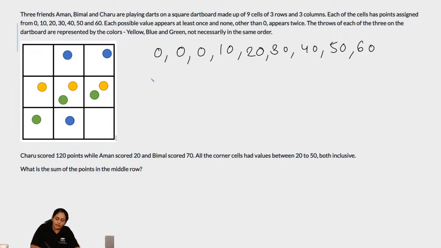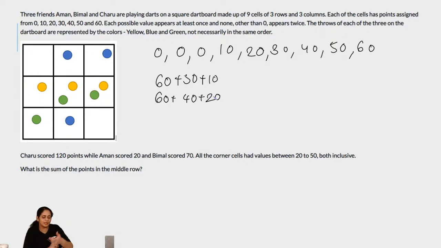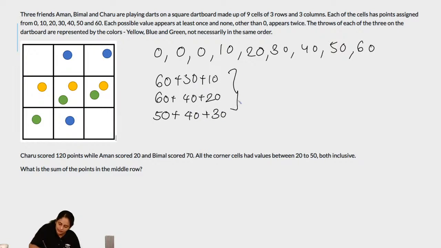She can score the 120 points either as, if she scores 60, then it can be 60 plus 50 plus 10. So this will be 120. Or she can score as 60 plus 40 plus 20. So that is also 120. She can't do 60 plus 30 because 30 has to come only once. So the only 2 ways in which she can score with 60 are 60, 50, 10 and 60, 40, 20. She can also score it as 50, 40 and 30. So these are the 3 ways in which she can actually score 120 points.